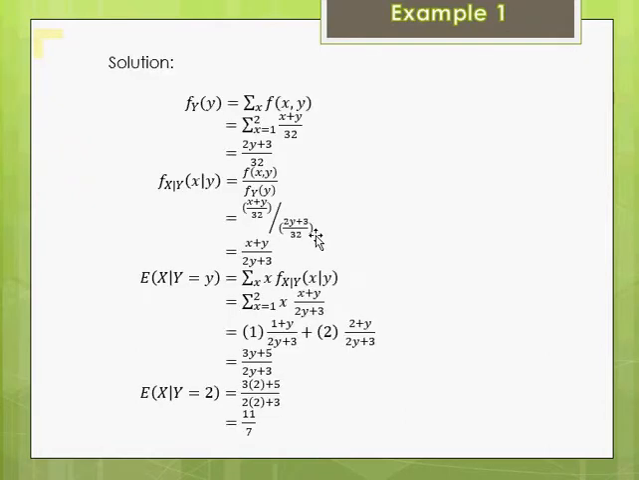To find the conditional expectation of X given Y equal to small y, we first try to find the conditional distribution of X given Y. To find the conditional distribution, it is required to find the marginal distribution of Y before that. That is why we start our procedure by summing up the joint PMF over all possible values of X. Finally, E of X given Y equal to small y is found to be (3y plus 5) over (2y plus 3). Putting y equal to 2 into E of X given Y equal to small y, E of X given Y equal to 2 is found to be 11 over 7.